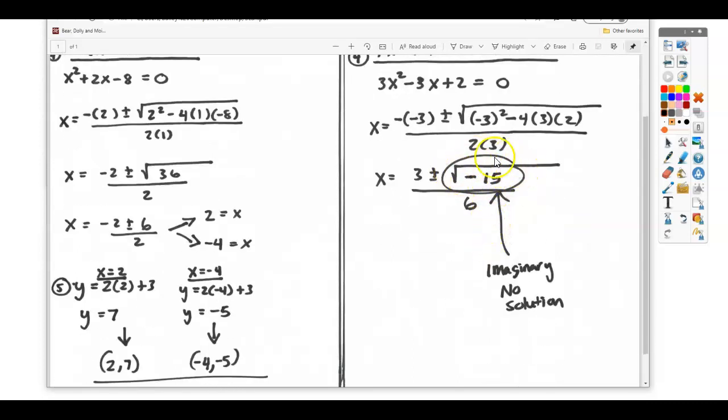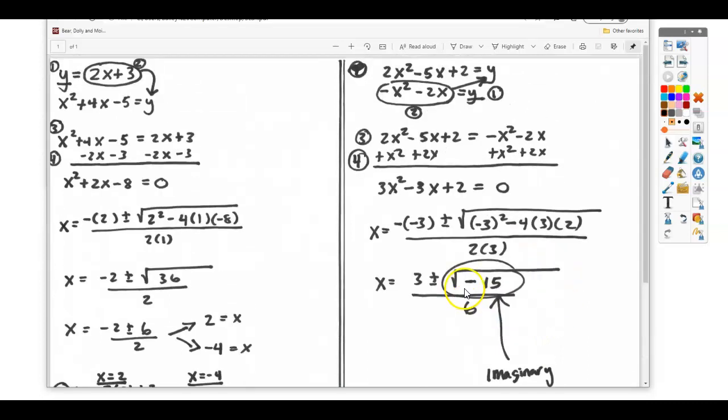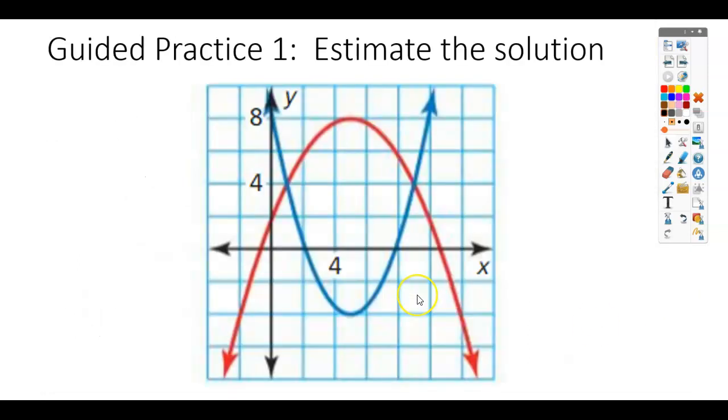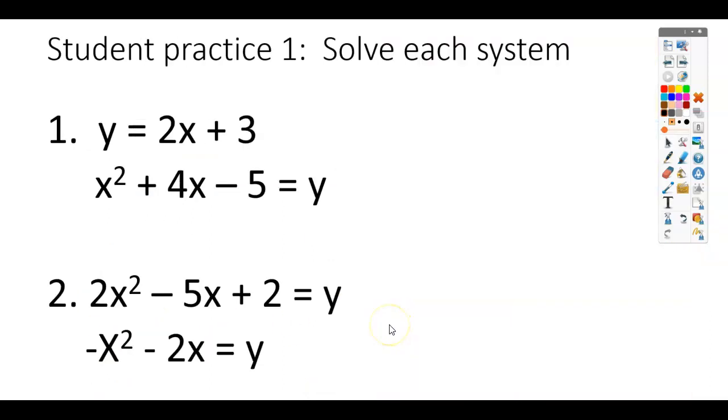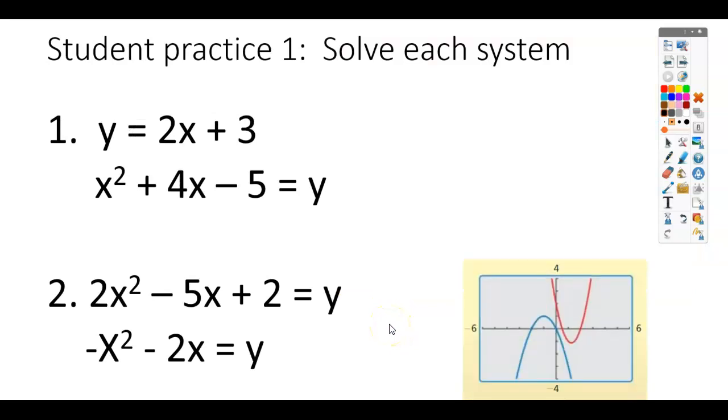We ended up with a negative inside the square root. Now when that happens, that's an imaginary answer, which means that there is no solution to the problem. In other words, these two parabolas do not cross. It's a situation like this one here, where you have two parabolas and they're just not touching at all. Okay, so that is your student practice for the basic idea there.